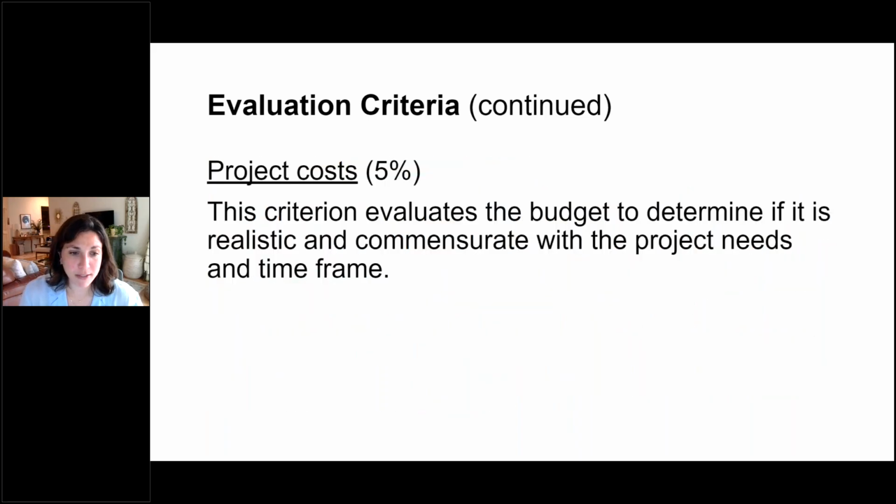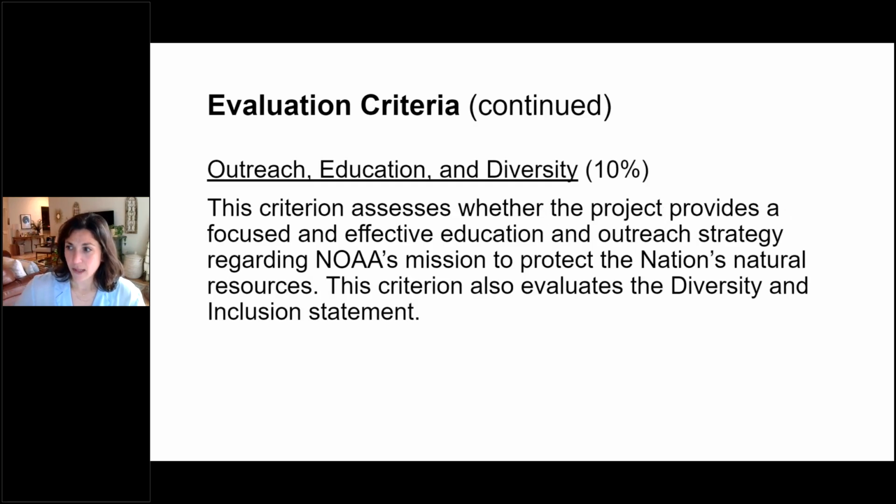Project costs, 5%. This is looking at if the budget is realistic and commensurate with the project needs and time frame. Outreach, education, and diversity. So this criterion looks at whether the project provides a focused and effective education and outreach strategy regarding NOAA's mission to protect the nation's natural resources. This criterion also evaluates the diversity and inclusion statement that should be included in your proposal.